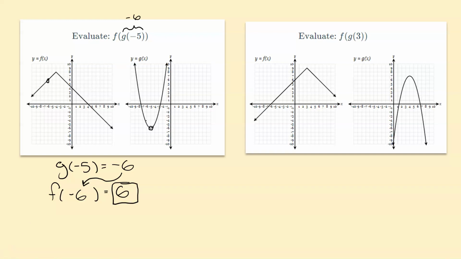So think of it like a map. It tells you to start at -5 and to use this function. So -5 then tells you to go to -6, and then we're using the other function, so you go to -6, and that tells you to go to 6.